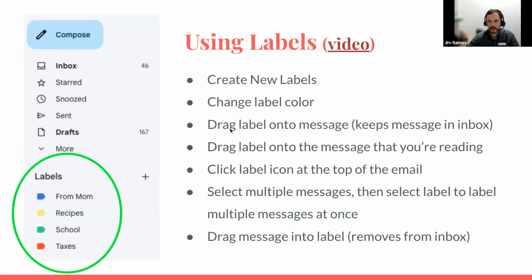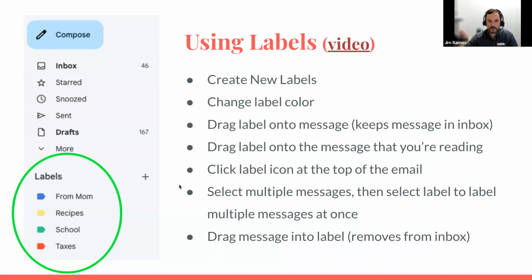You can drag labels onto the messages. This is what I'll show you. This is a little confusing. If you drag a label onto your email, it keeps the email in your inbox, but it adds the label. And if you, down at the bottom of the list here, drag the message from the inbox onto the label, it actually removes it from your inbox and puts it inside the label folder. So it's kind of two slightly different ways to do it.